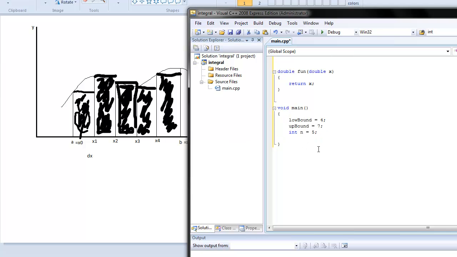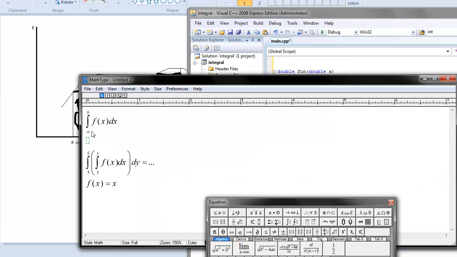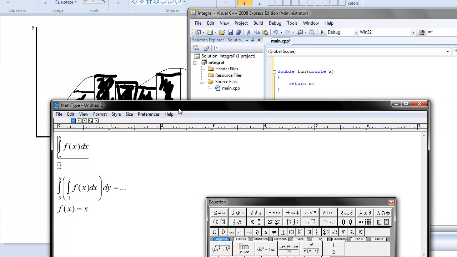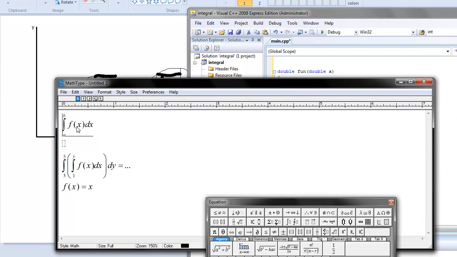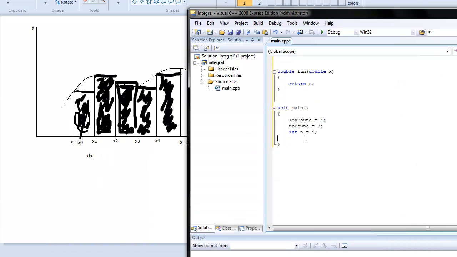So we are going to calculate the integral of the function between 4 and 7. Okay, and the function is just simply x. So the next thing we need to know is the dx, the differential, the base of the rectangle. Okay, so dx, it's obvious that it's the length of this interval divided by the number n.